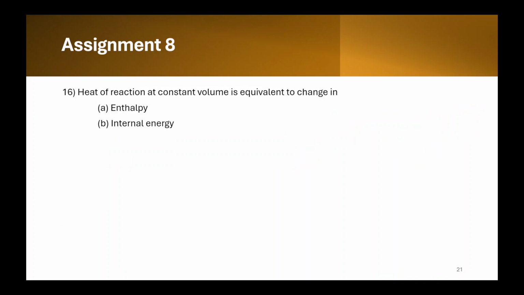Next question. Heat of reaction at constant volume is equivalent to change in enthalpy or internal energy. What will be the correct answer here? At constant volume, okay? So QV will be delta U we have seen. So the correct answer is change in internal energy.